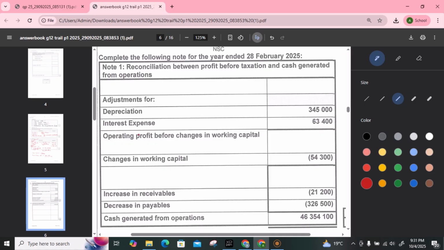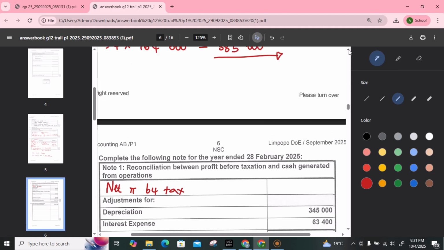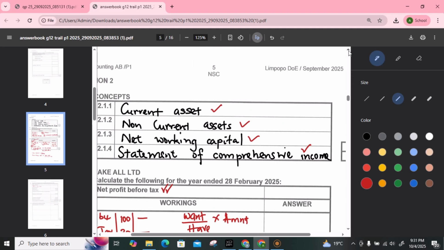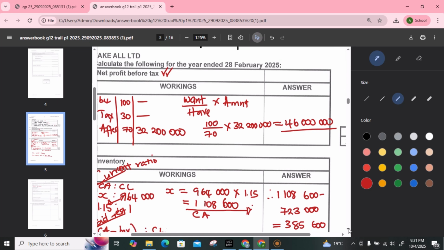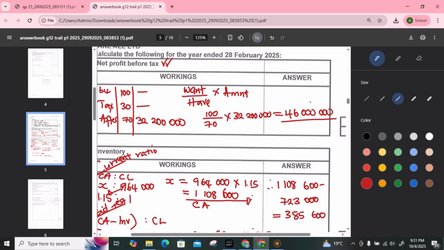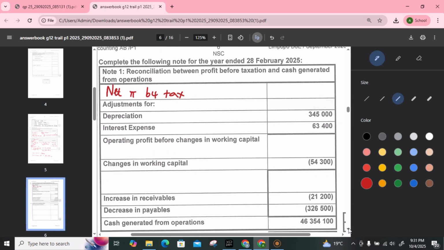So according to the format here, you need net profit before tax. And if you could recall, we calculated net profit before tax not so long ago on the same company. So you are going to post your answer. We calculated it to be 46 million rand. So that is our answer that we are going to post to this question. No calculations again. You take 46 million and place it there.